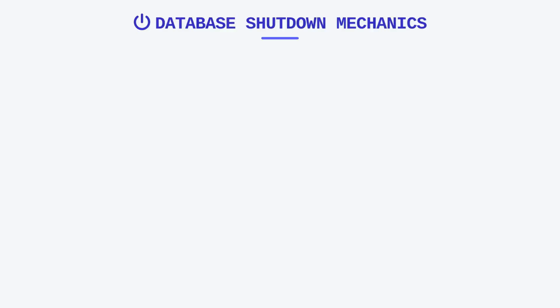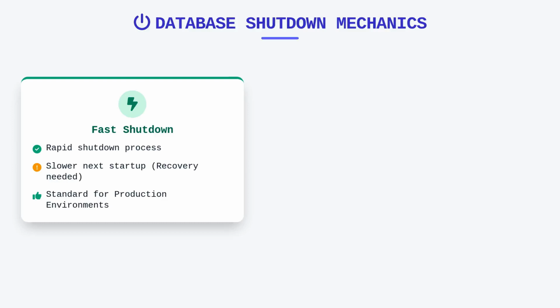Understanding these mechanics is not merely an academic exercise. It defines your ability to recover from hardware failures or administrative mistakes. The distinction between a fast and a slow shutdown is a trade-off between how long you are willing to wait during the current shutdown versus how long you are willing to wait for the next startup.